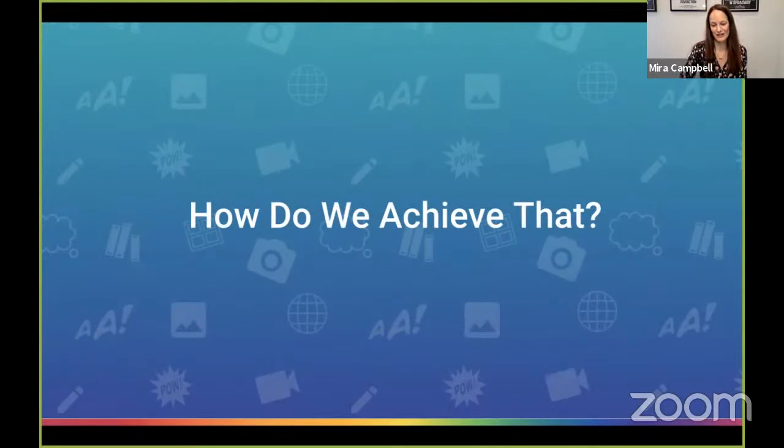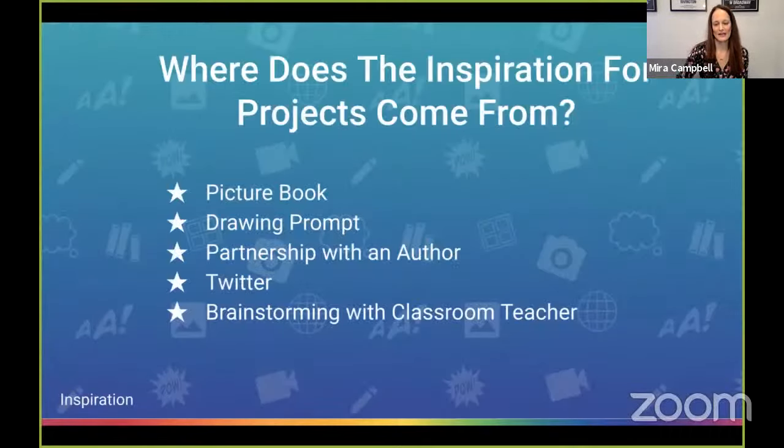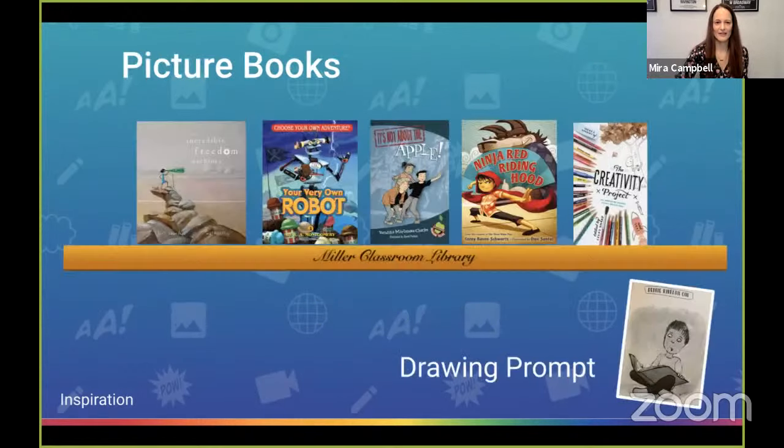So how do we achieve all of this? What are those steps? When I was thinking about this webinar and the projects that we've done over the years, I was trying to imagine what the common elements are. So I came up with these 6 steps: inspiration, collaboration, choice and voice, bring to life, feedback and reflection, and authentic global audience. So where do our projects begin? What is that jumping off point? They all start in different ways, so we'll take a closer look at that.